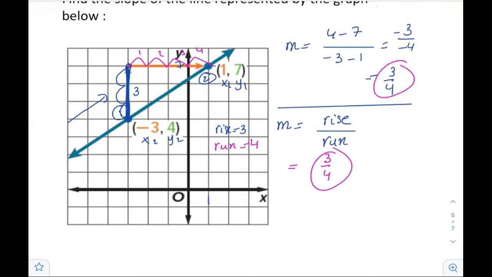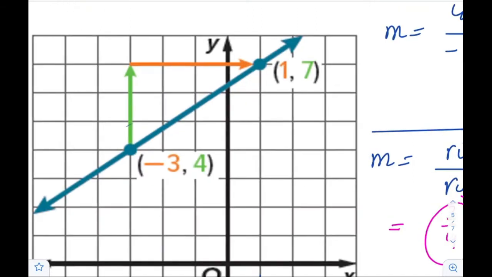Okay, can we run first, then rise? Yes, we can. Let's erase that and we will see what other options there are. Assume you are running here and then rising here. You are running from this point in that direction, 4 points to the right, so run is positive 4. Up 3 units, you are going up 3 units. And when you divide rise over run, it will be 3 over 4.